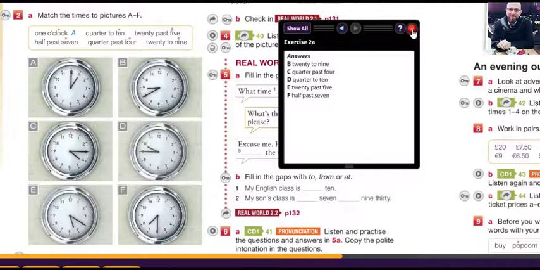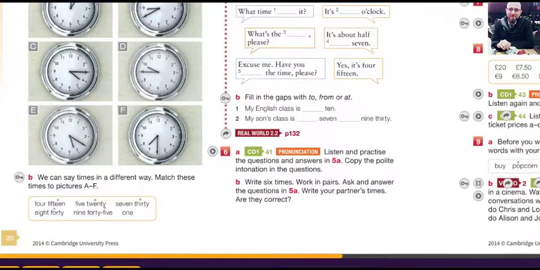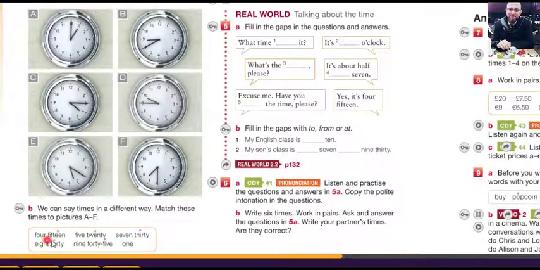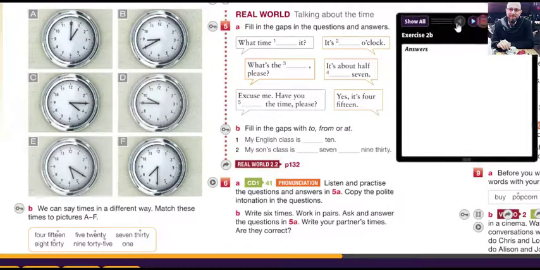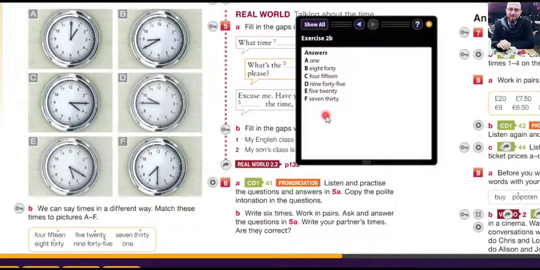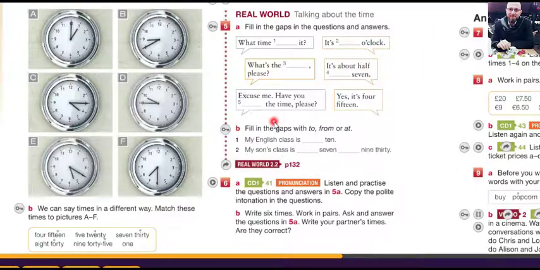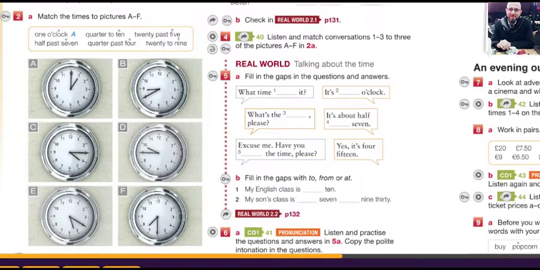This is the old way of saying times, and here we have the digital. Okay, 4:15 is C, 5:20 is E, 7:30 F, 8:40 B, 9:45 D, 1 A. So this is the digital way. Okay, so now let's go to the board to talk about time and how we say the old and new way.